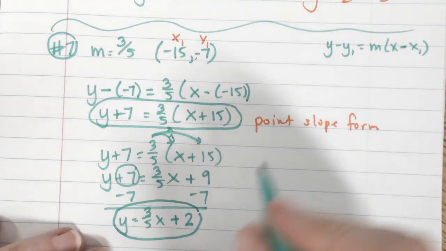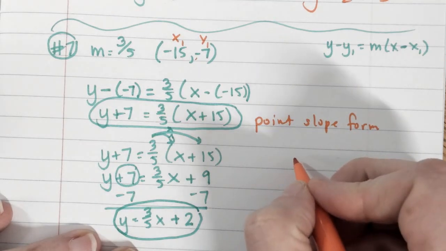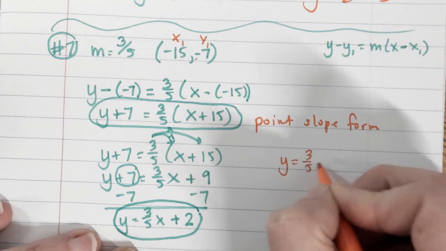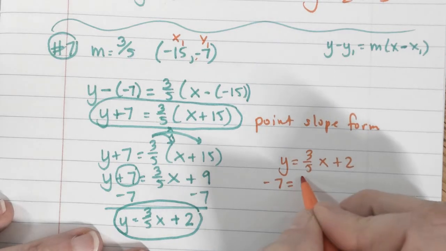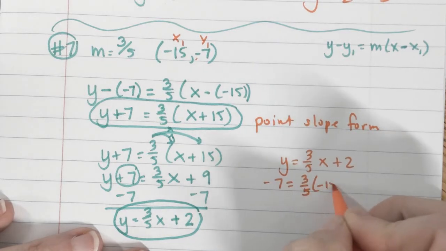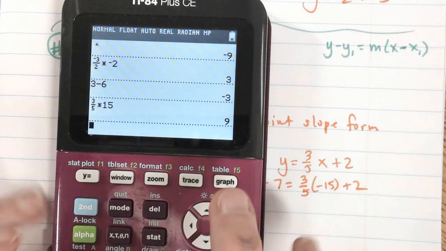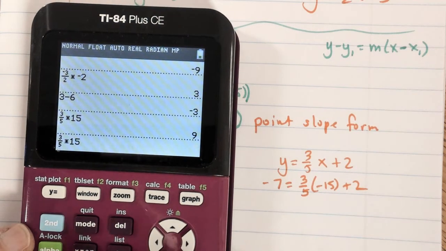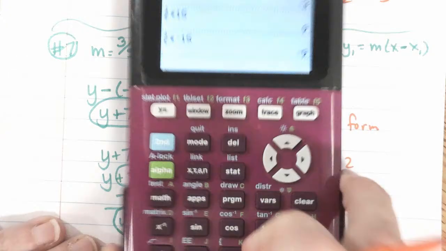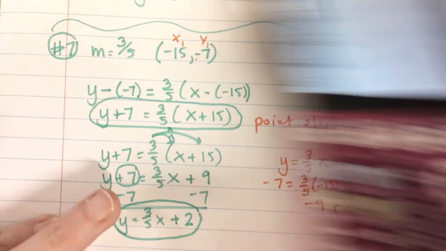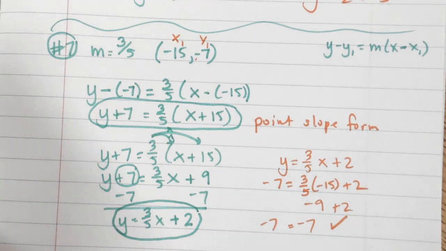I could also check it by substituting. I could say, okay, if y equals 3/5 x plus 2, and I know that x is negative 15 and y is negative 7, then negative 7 should equal 3/5 of negative 15 plus 2. Okay, well, 3/5 of negative 15 is negative 9. Negative 9 plus 2 is negative 7. That is a true statement, so I know that my equation is correct.